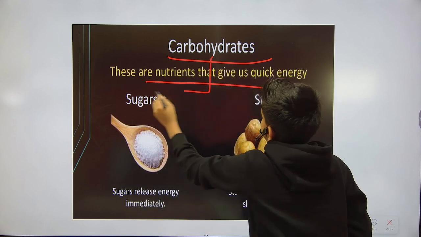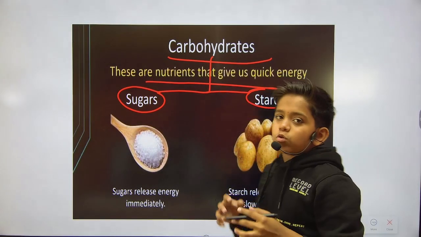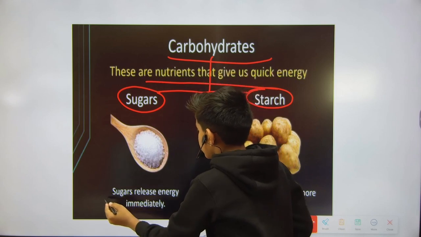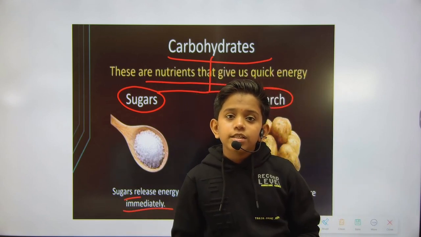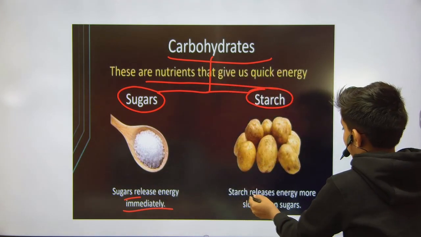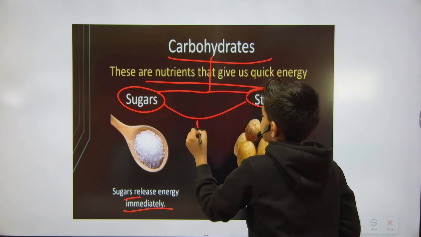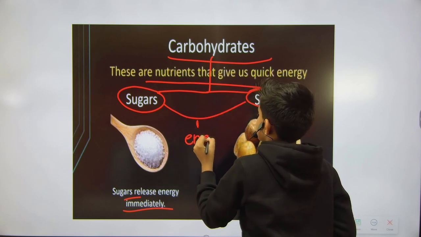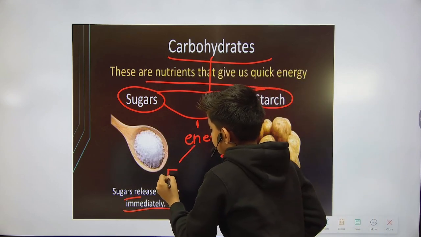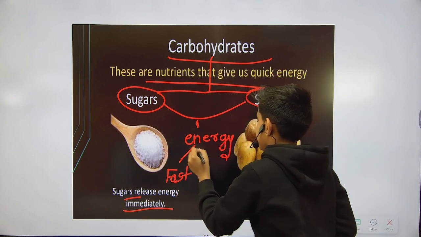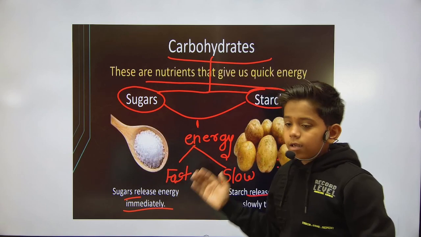In the carbohydrates, there are 2 types. First of all, sugars, and second, starch. These are the 2 types of carbohydrates. Sugars release energy immediately, means they boost up the energy and the energy is released instantly. Starch releases energy more slowly than sugars, means both of these release energy, but this is fast and this one is slow, means it is not very slow but it is slower than the sugars.